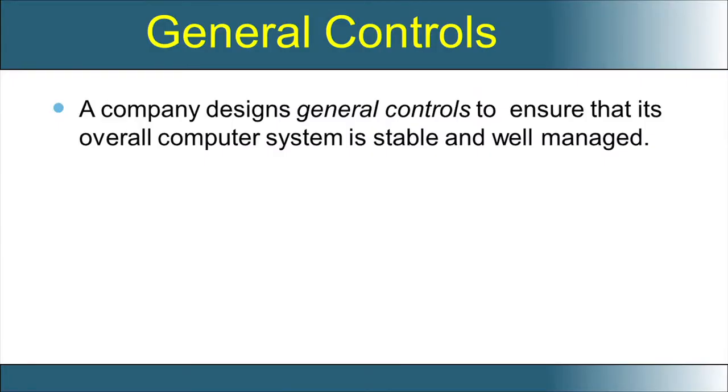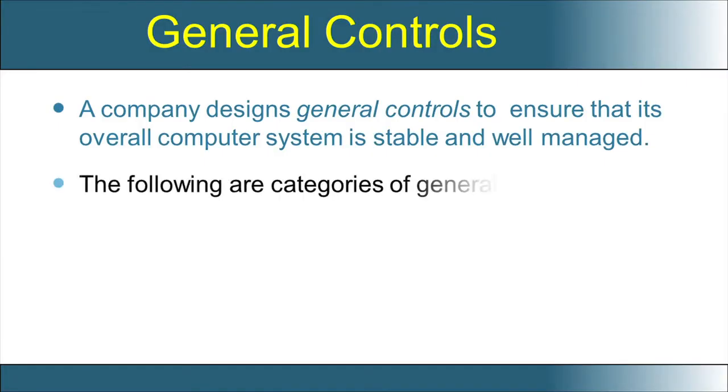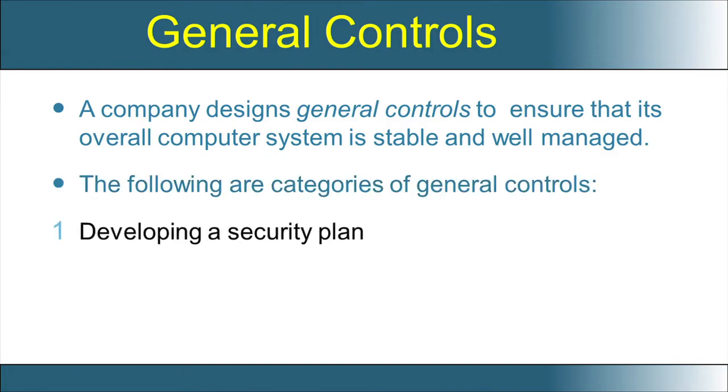Before we go into specifics of general administrative and technical controls, we will now look at general controls. Why do we need general control? The computer system should be stable from a security point of view, from a CIA point of view. So the first general control is to develop a security plan. What do you mean by a security plan?